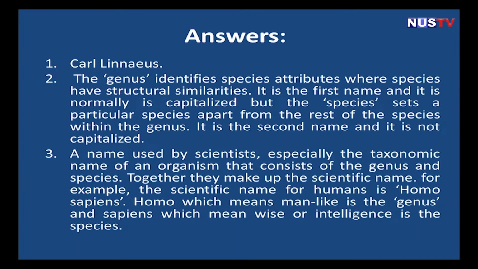Our last answer, a name used by scientists, especially the taxonomic name of an organism that consists of a genus and a species. So together the genus and the species makes up a scientific name of an organism. For example, the scientific name for humans is Homo sapiens. Homo, which means man-like, is a genus, and sapiens, which means wise or intelligence, is the species.